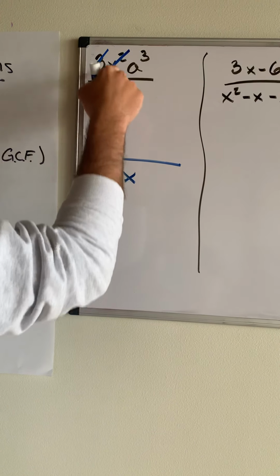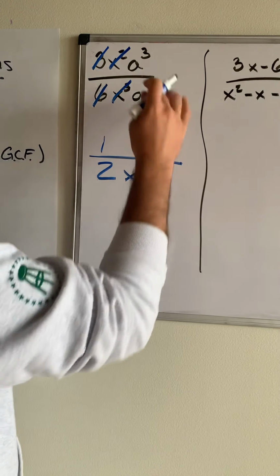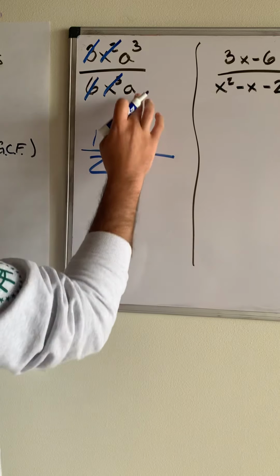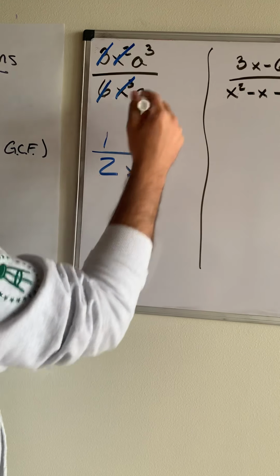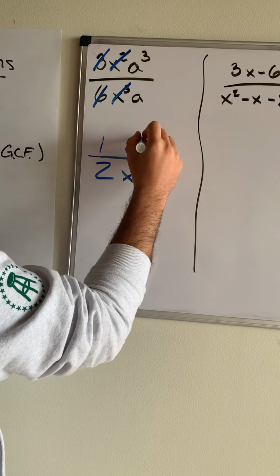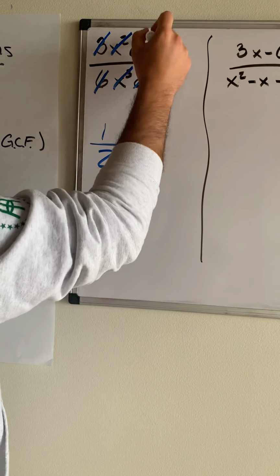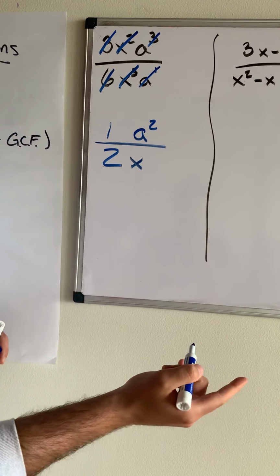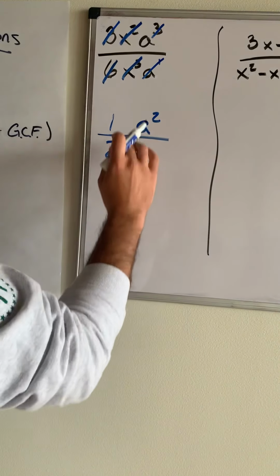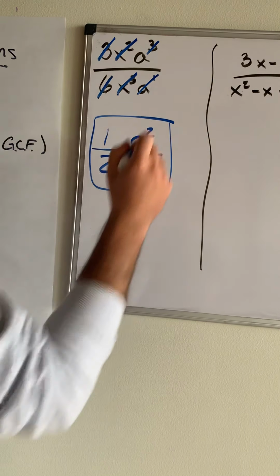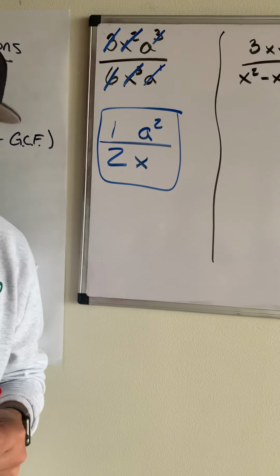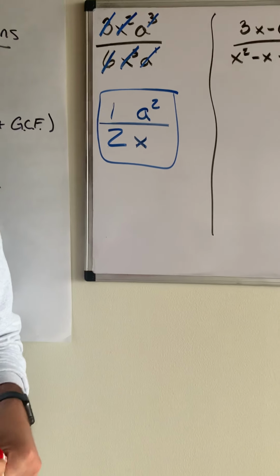Because there's 3 on the bottom, 2 on top, they would cancel out. I've got 3 a's on top and 1 a on the bottom. So that would leave me with 2 a's up top, because there's 1 a down here. 3 minus 1 is 2. Okay? So this would be your answer for the first one. Pretty simple. Didn't have any factoring going on there at all, which is nice.